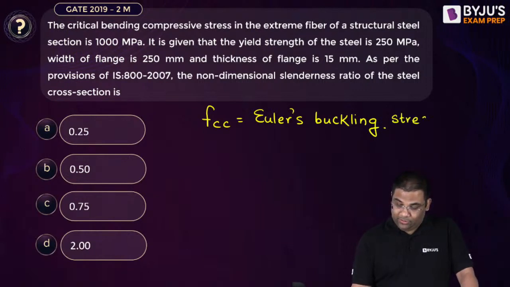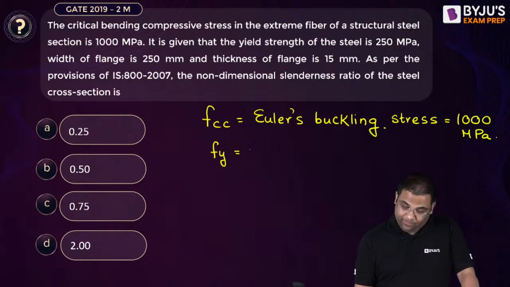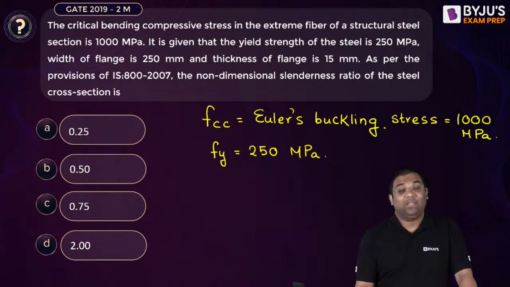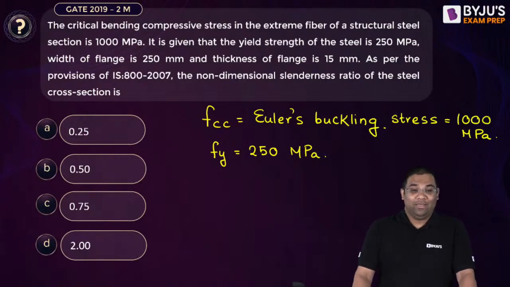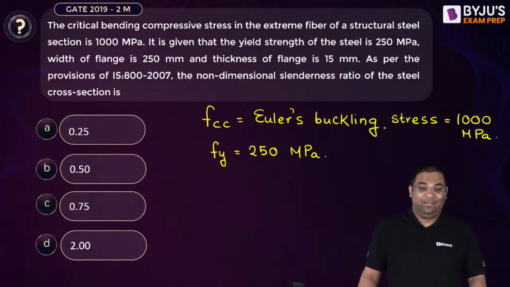It is given as 1000 MPa. Then, the yield stress is given as 250. It was actually a very easy question. They should not have asked it for 2 marks.